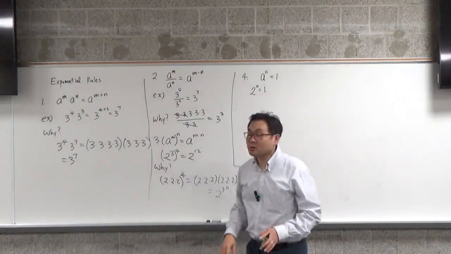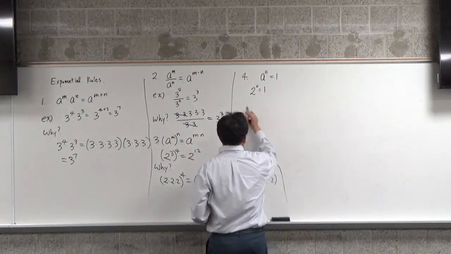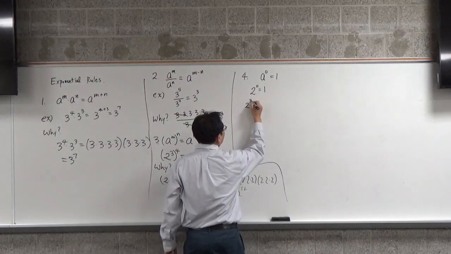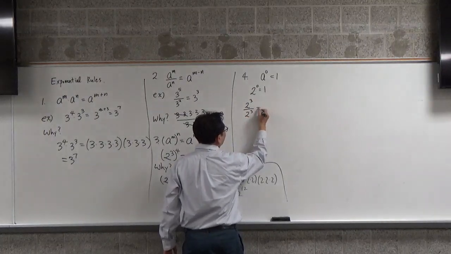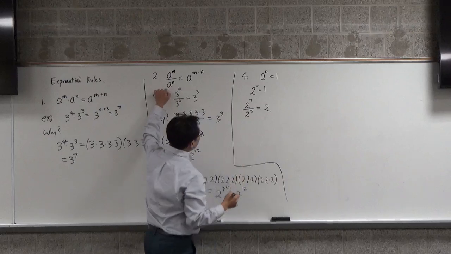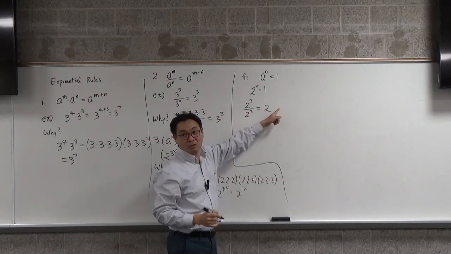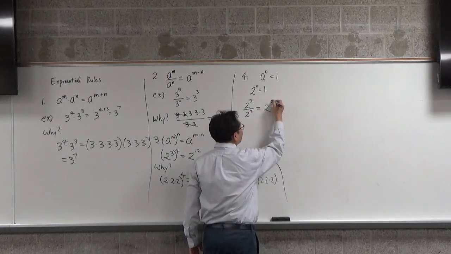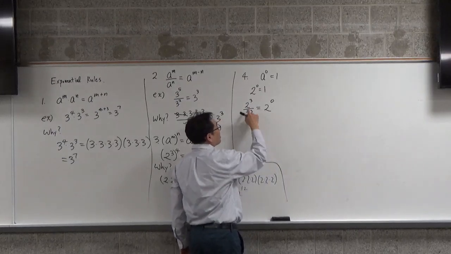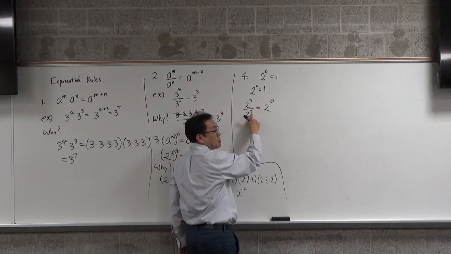Okay? And one example of such is, say, if you have 2 to the 3rd power over 2 to the 3rd power. What is this according to this rule? This is 2 to the 0th power, right? And because this is 8 over 8, what's 8 over 8?